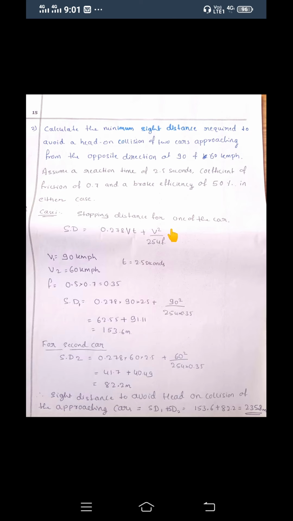For the other vehicle with a different speed, 60 km/h, we again substitute in the formula: 0.278 into 60 into 2.5 plus 60 square by 254 into 0.35. So what we got is 82.2 meters. So one vehicle requires 153.6 meters, and the other requires 82.2 meters. Can you compare the values here, 153.6 and 82.2?